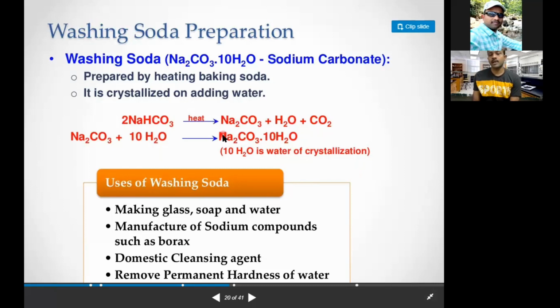What is the formula for baking soda? NaHCO3 is called baking soda. How will you prepare the baking powder? We add sodium bicarbonate to tartaric acid, then it will give baking powder.